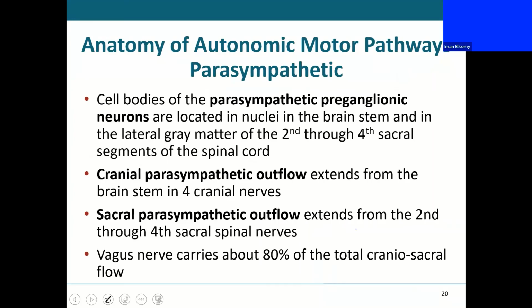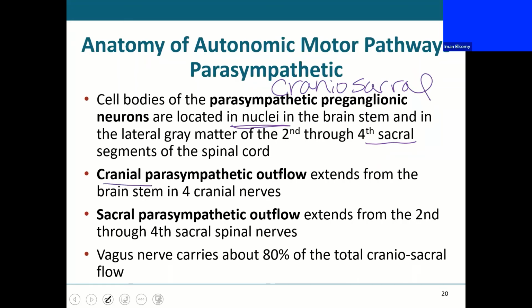The parasympathetic comes from the gray matter of the sacral region and also the cranial nuclei in the brain stem. What are nuclei? We learned that they were masses of gray matter in the brain, right? So the nuclei in the cranium and the sacral lateral horns make it the craniosacral division, coming from up here and down there.